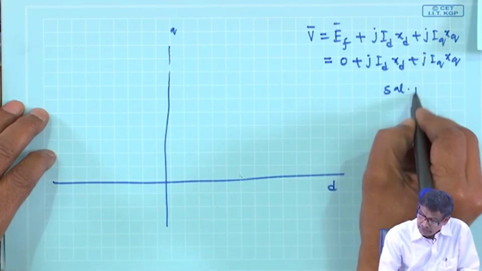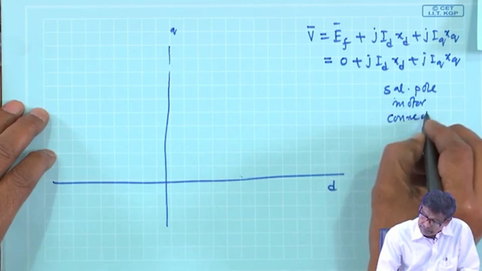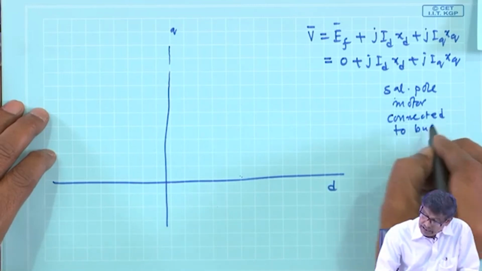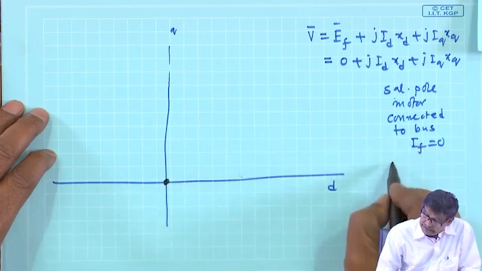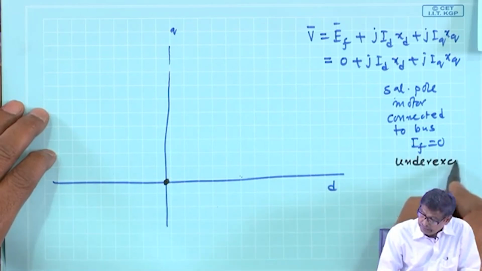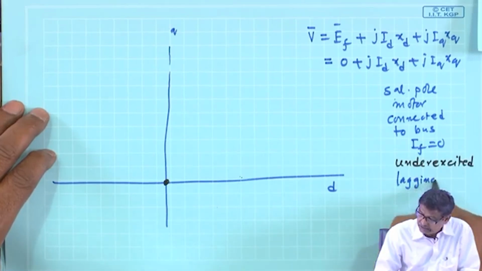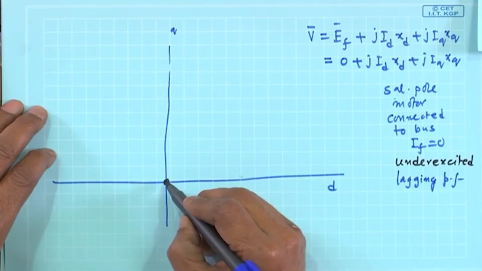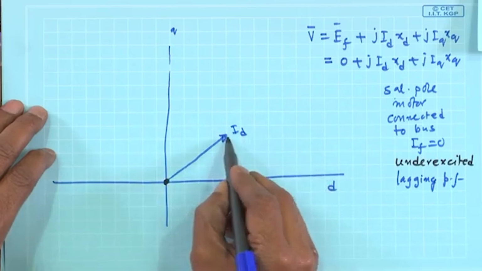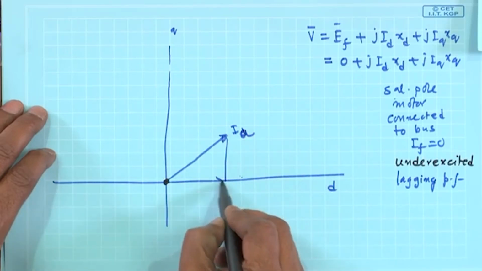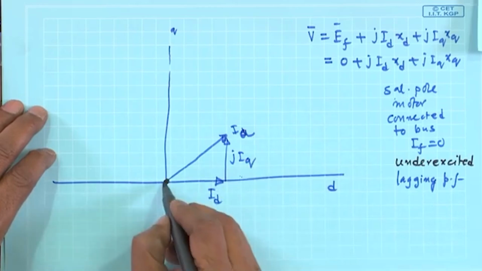So, this is a salient pole motor connected to bus and with IF equal to 0. So field current is 0, it is here and it is under excited. Therefore it must be lagging power factor. These are the logic you put properly, lagging power factor. So your IA will be here, this is the correct IA, and this is your ID, and this is your J IQ. It is like this, and EF is 0.